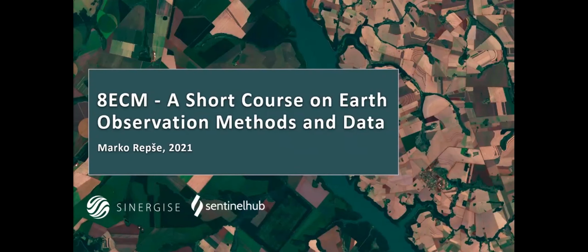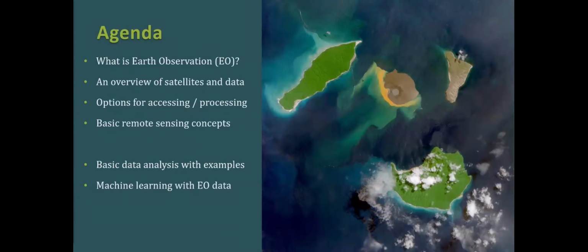I'm Marko and I work on Sentinel Hub, and today I'm going to give you a short presentation on Earth observation methods and data. So our agenda today is actually going to be in two parts. First of all, we're going to have some slides where we'll be asking ourselves what is Earth observation in the first place. Then we're going to have an overview of satellites and data and options of how to access and process it. This will follow with some basic remote sensing concepts, and then we will have an interactive part with basic data analysis with plenty of examples. And finally conclude with how to do machine learning with EO data.